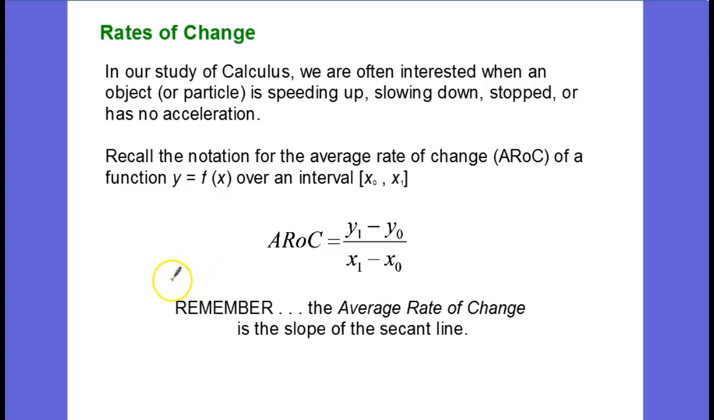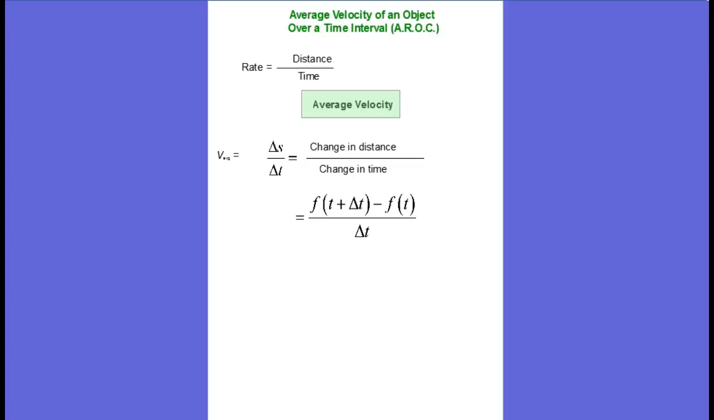Another important thing to remember is that the average rate of change, which is essentially the slope formula, is the slope for a secant line. Remember, it is the instantaneous rate of change that is the slope of the tangent line.